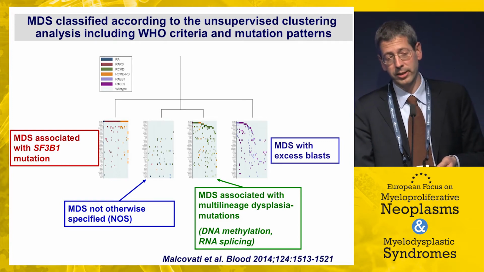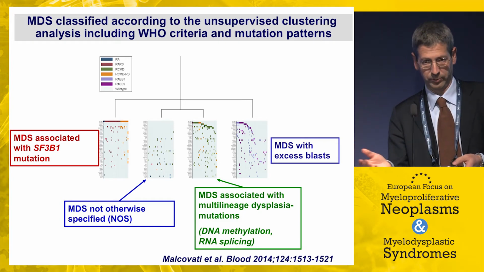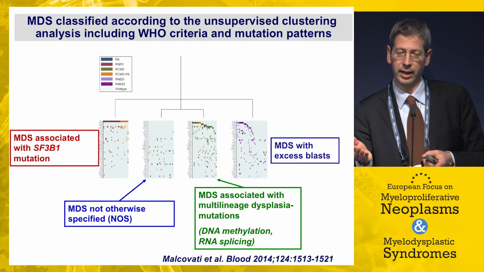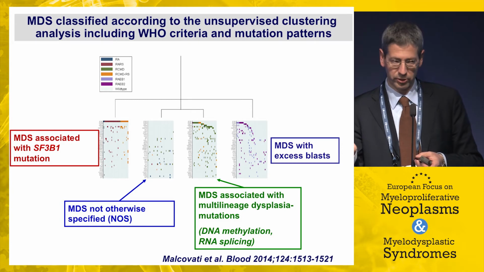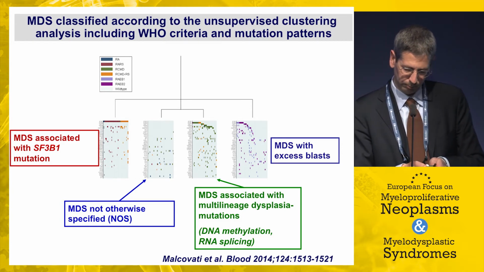And the same applies in MDS associated with SF3B1 mutations, in which precedent mutations in TET2 or DNMT3A are invariably associated with a disease phenotype characterized by ring sideroblasts but multilineage dysplasia as well.